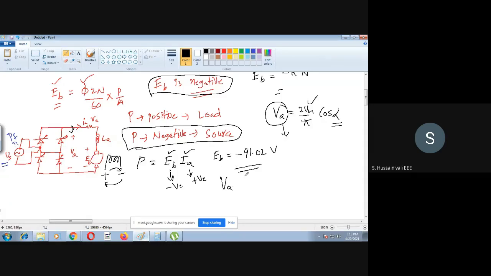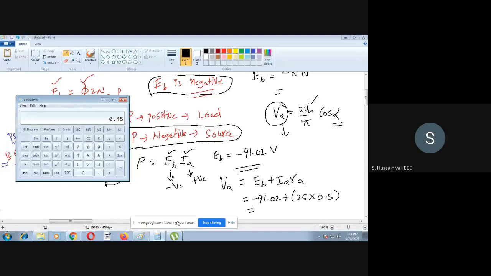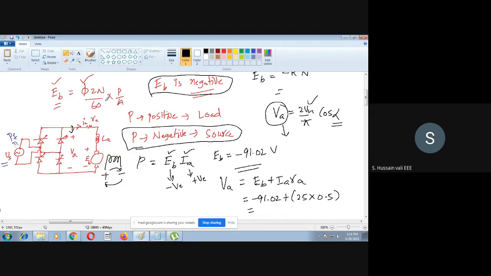VA is equal to EB plus IA RA. Here EB is now negative, so minus 91.02, and IA remains in the same direction, positive. The IA value in the problem is 25, into 0.5. If you solve this, minus 91.02 plus 12.5 gives minus 78.52. This is the armature voltage VA you got.